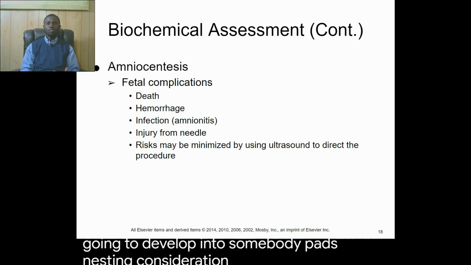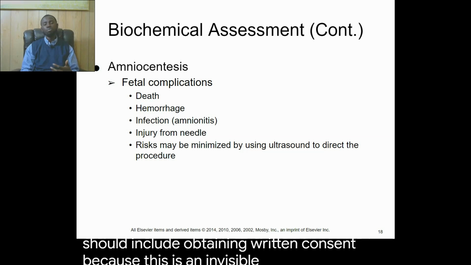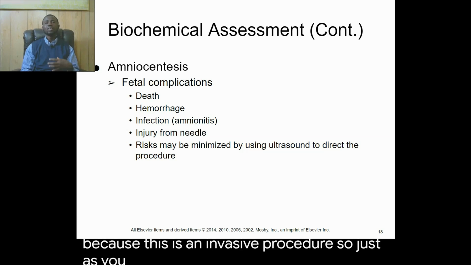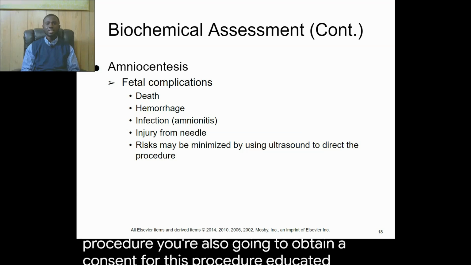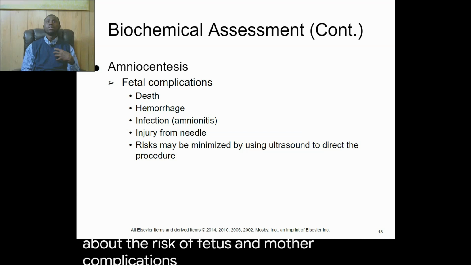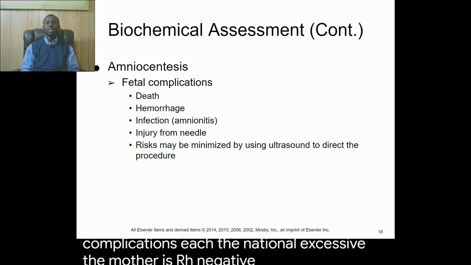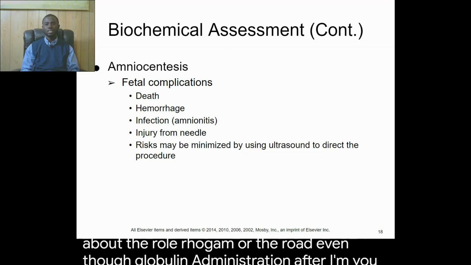Nursing considerations before the procedure should include obtaining written consent, because this is an invasive procedure. So just as you obtain surgical consent for every procedure, you're also going to obtain a consent for this procedure. Educate the client about the risk of fetus and mother complications. Because of the possibility of fetal-maternal hemorrhage, the nurse should assess if the mother is Rh negative and educate her about the RhoGAM or the Rho-D immunoglobulin administration after amniocentesis.